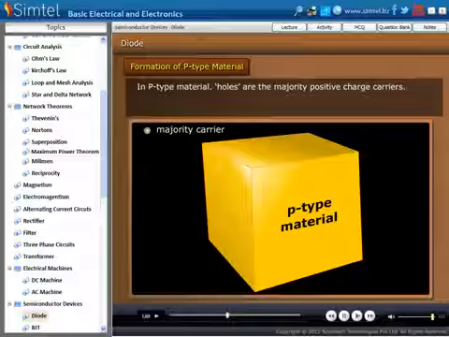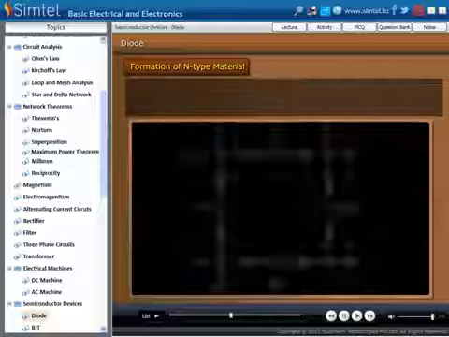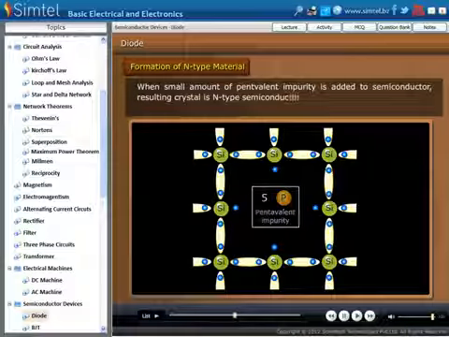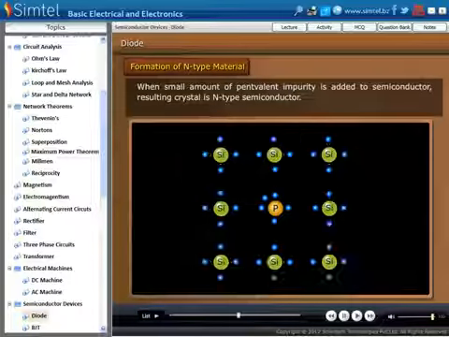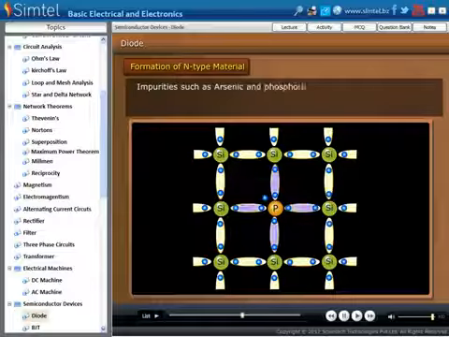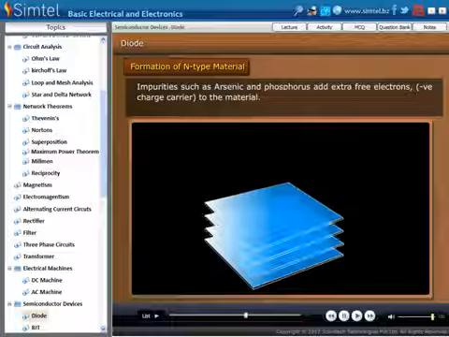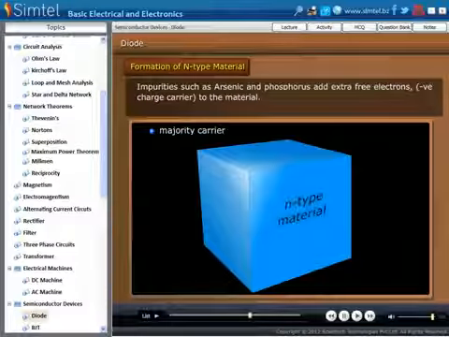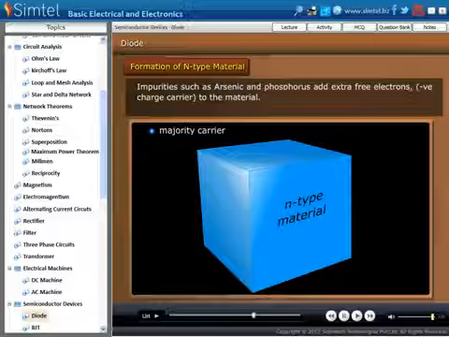Now, we are going to discuss the formation of n-type material. When a small amount of pentavalent impurity is added to a semiconductor, the resulting crystal is an n-type semiconductor. Impurities such as arsenic and phosphorus add extra free electrons to the material. In n-type material, electrons are the majority charge carriers.